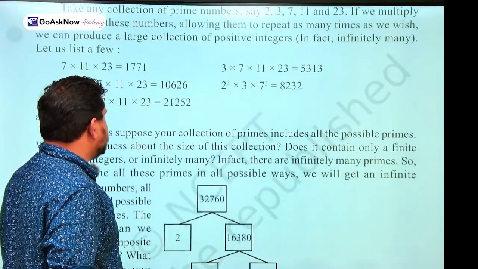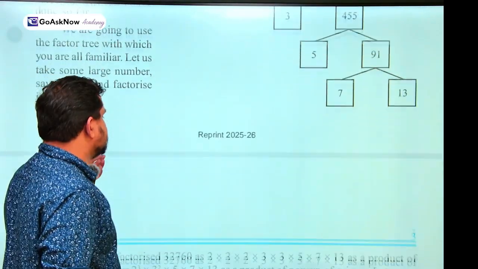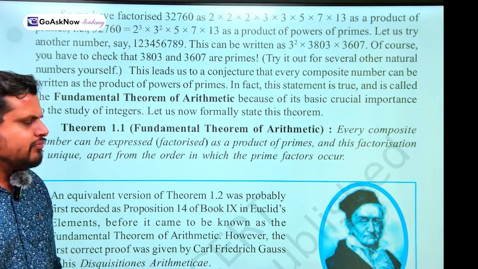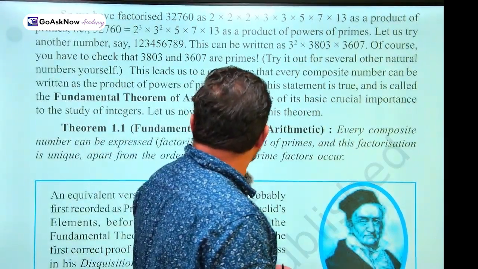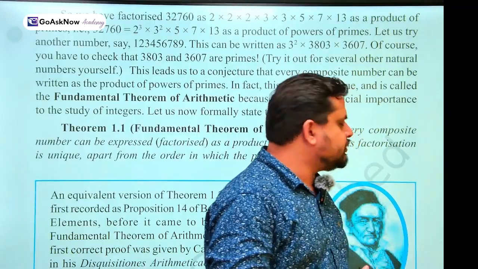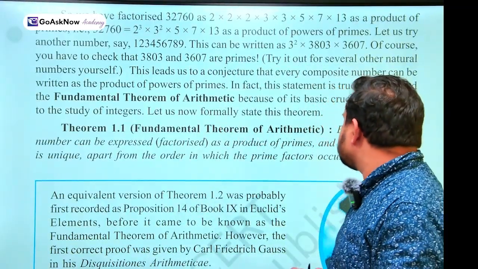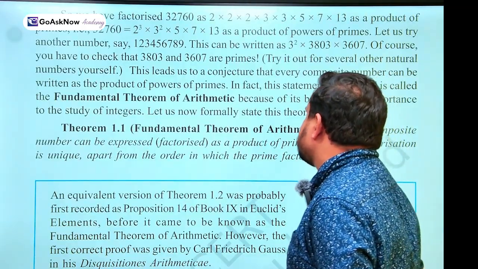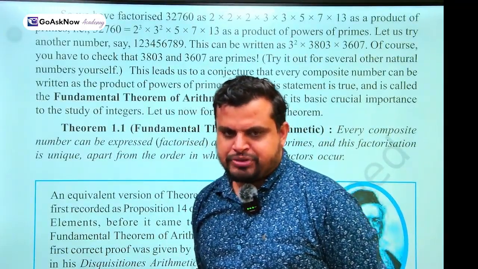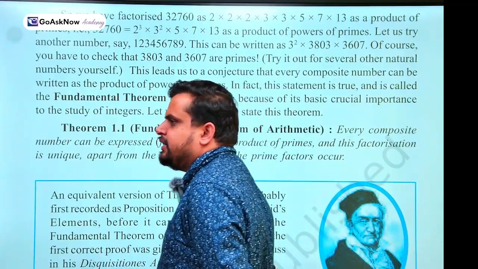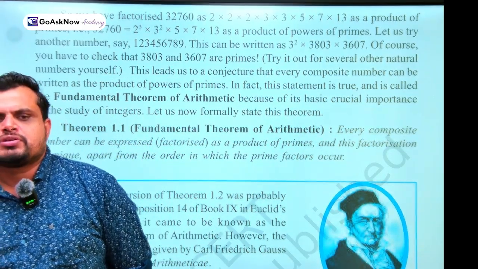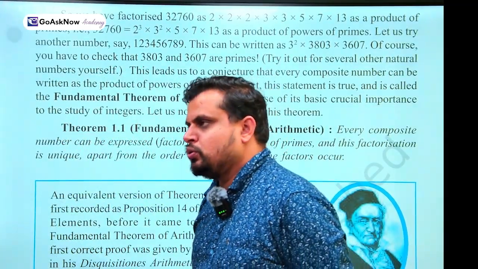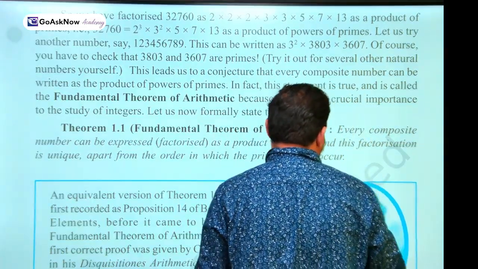What does the fundamental theorem of arithmetic say? Here you can see a statement: every composite number can be expressed as a product of primes, and this factorization is unique apart from the order in which the prime factors occur. There are many terminologies being used which some of you may not be aware of, so let's discuss those things first.